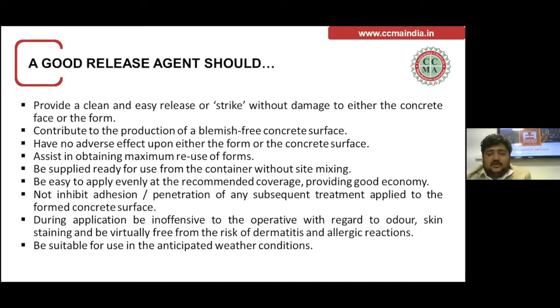It contributes to the production of a blemish-free concrete surface. So the surface should not have any defect or blemishes which are caused by oil or contamination on the substrate. It should have no adverse effect on concrete or the concrete substrate. It should not have any adverse effect on the concrete. It aids in obtaining maximum reuse of formwork.